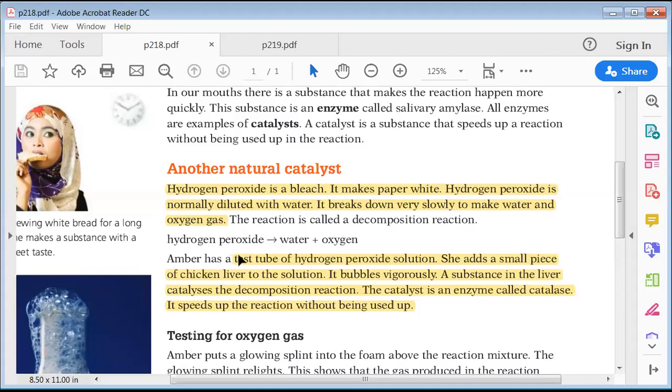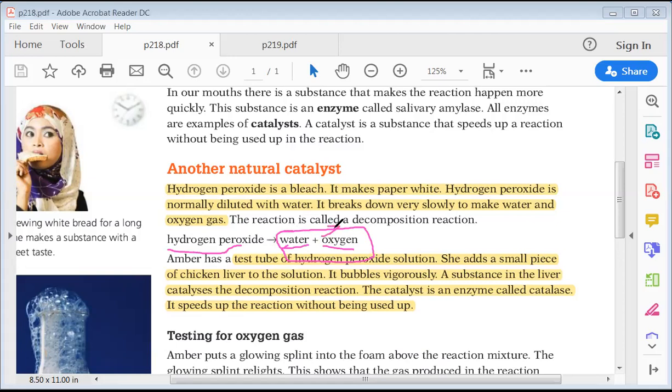So if we kept hydrogen peroxide out, without using a dark bottle to keep it away from temperature, it will start to break down into water and oxygen gas. So this is a reaction. Why is this a reaction? Because hydrogen peroxide here is a compound. Water is a compound also, and oxygen is an element. So we formed two new substances. So this is a reaction.